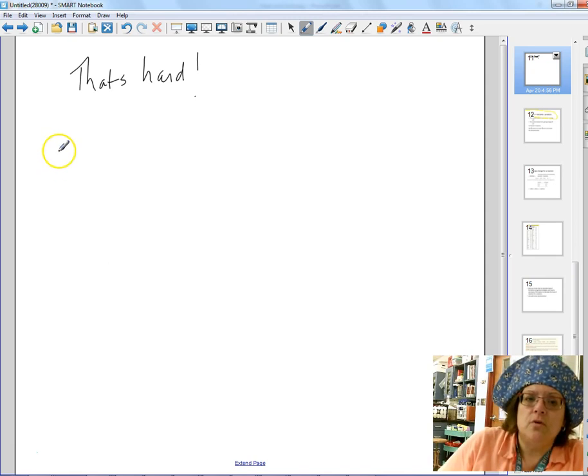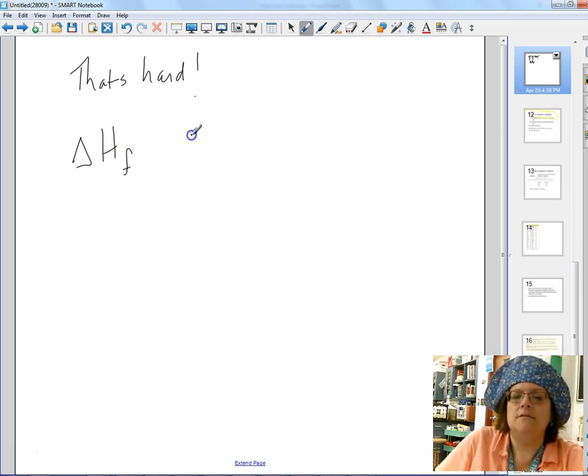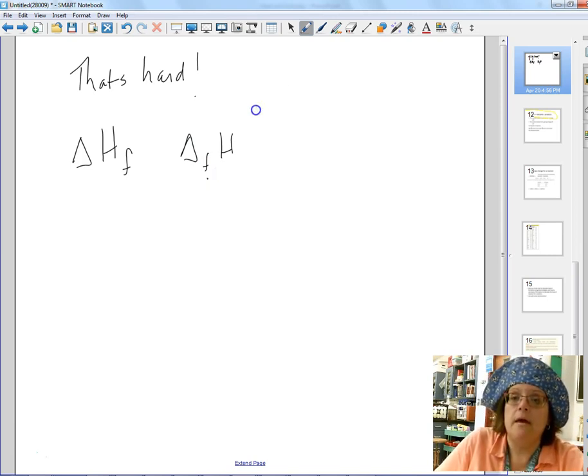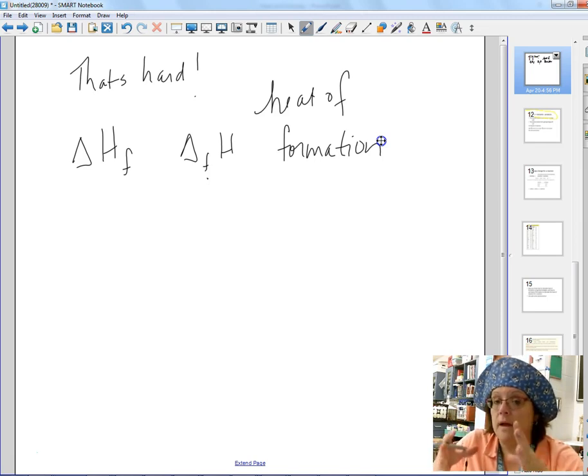We can use what we call heats of formation or enthalpy of formation. And I've seen it written this way, I've seen it written this way. Just know there's a little F, okay? Heat of formation. And what that refers to is the energy that is either released or taken in when 1 mole of a compound is made from its elements.